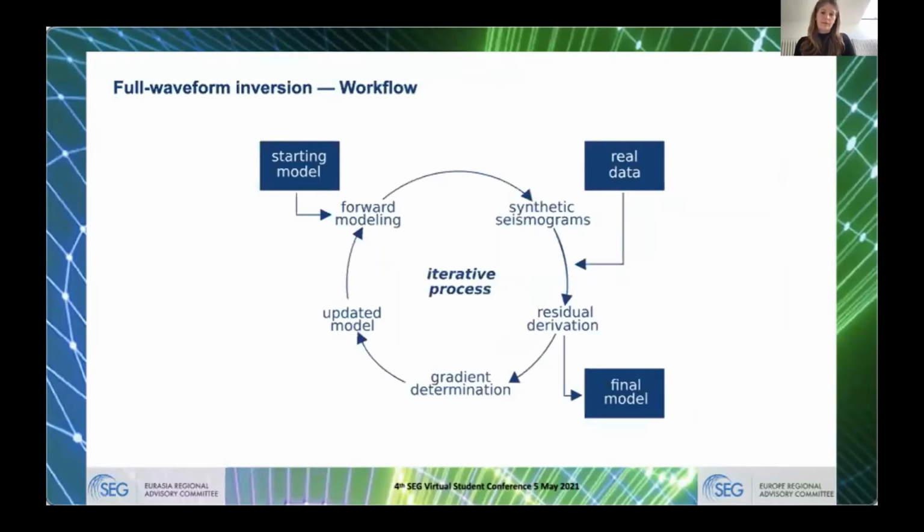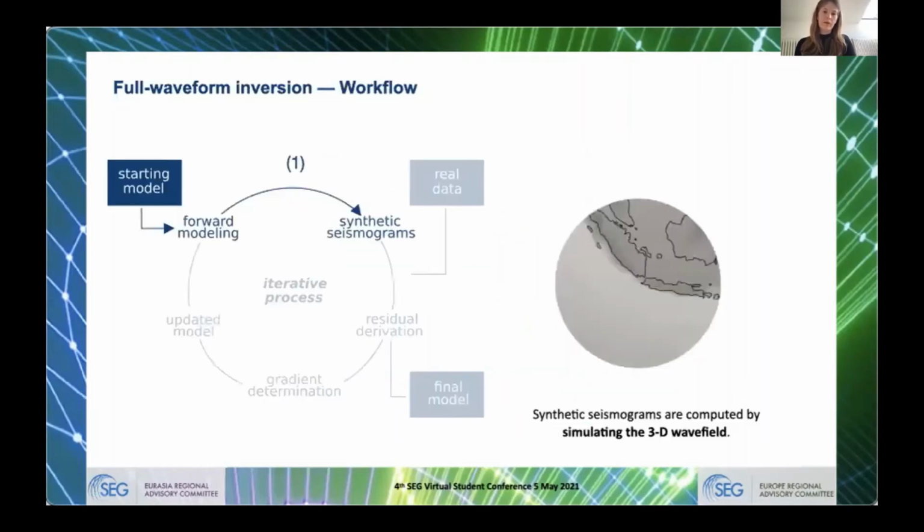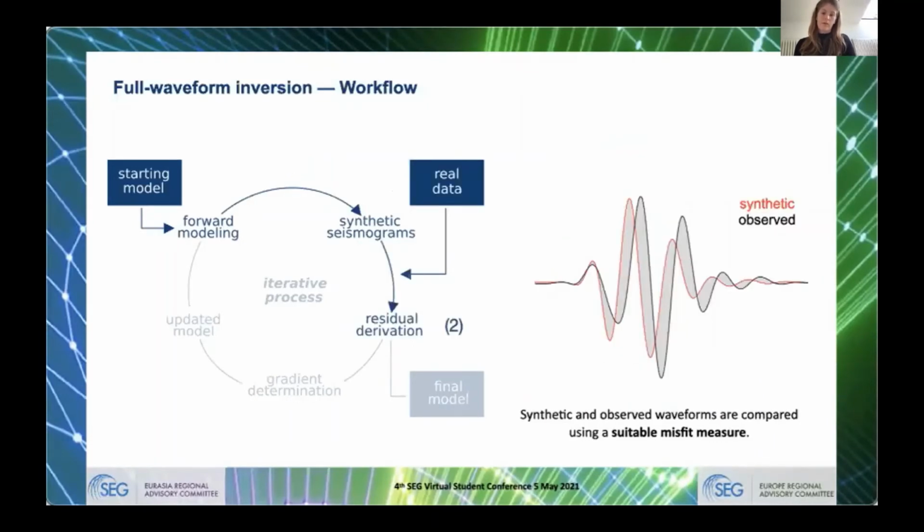So how does full waveform inversion work? The method is tied to a tangled, complex workflow, so we're just going to skip through it today. FWI is a gradient-based iterative optimization scheme where an initial model is updated based on the difference between synthetic and observed waveforms. So we start off with obtaining synthetic seismograms by simulating the 3D wave field, thereby taking into account both body and surface waves. The obtained synthetics are compared to observed waveforms, making use of the information of, in theory, the entire seismograms. And the difference is summarized in a misfit represented by the gray area here.